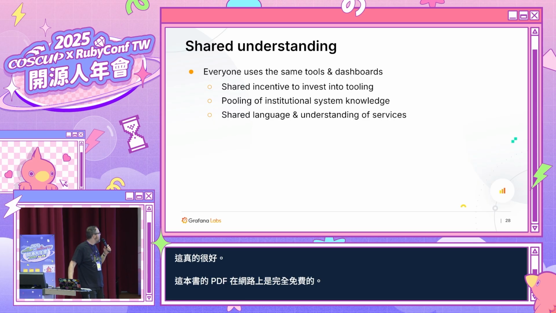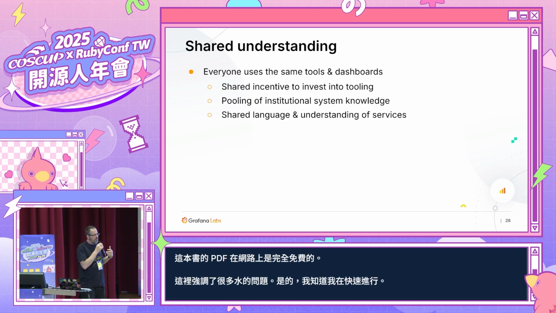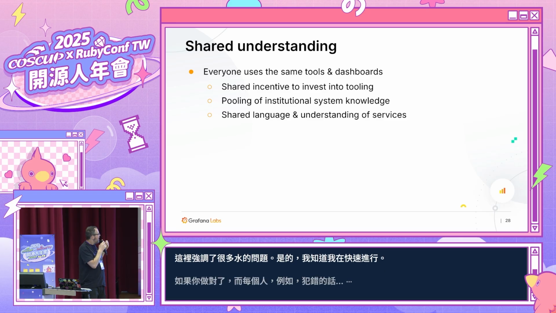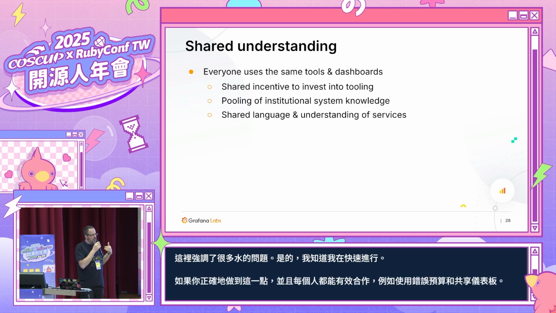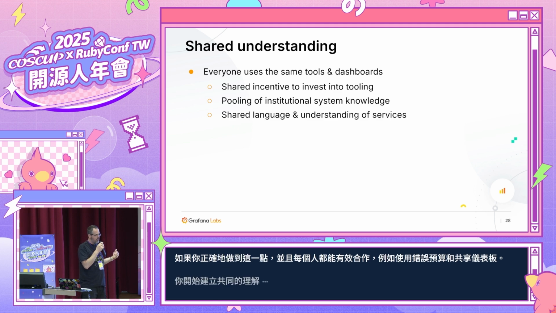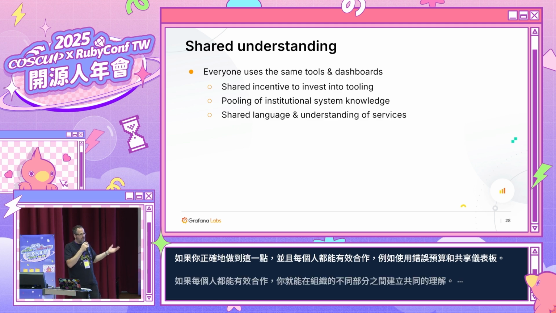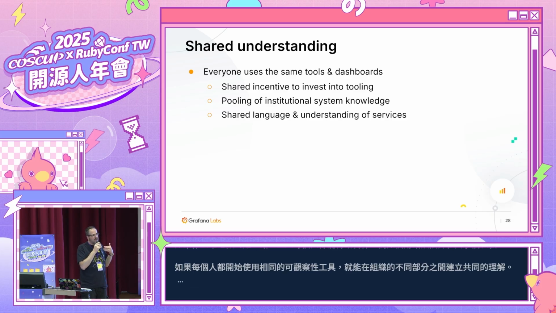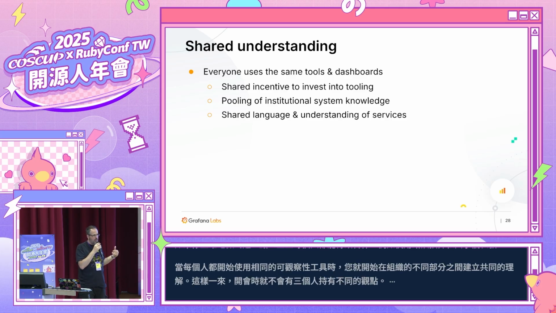So a lot of what I was hinting at here, and yes, I know I'm speedrunning this topic, is that if you do this right, and if everyone, through error budgets and shared dashboards and everything, starts using the same observability tools, you start to build a shared understanding between different parts of the organization. It's not the case that you start a meeting and 3 different people have a fight about whose numbers are least wrong. They already agree on the numbers because they already use the same numbers.